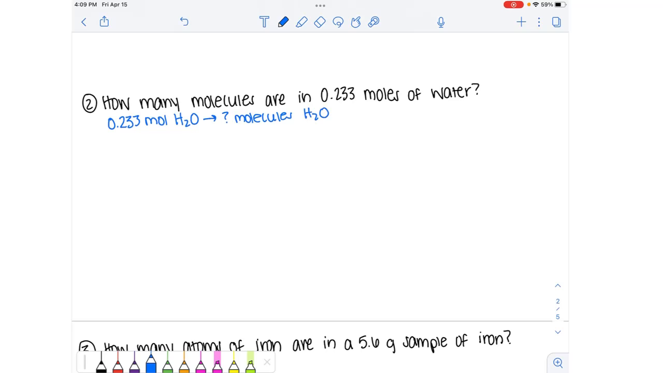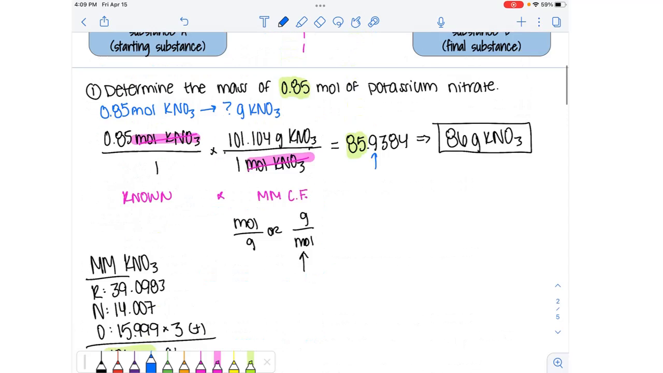I recommend writing out your question setup this way because it always gives you your starting and your ending units, which really helps you when you're using the mole map, but it also helps you check at the very end, did all of your units cancel to get what you wanted out. So we're starting with moles of a substance and ending in molecules of that same substance.